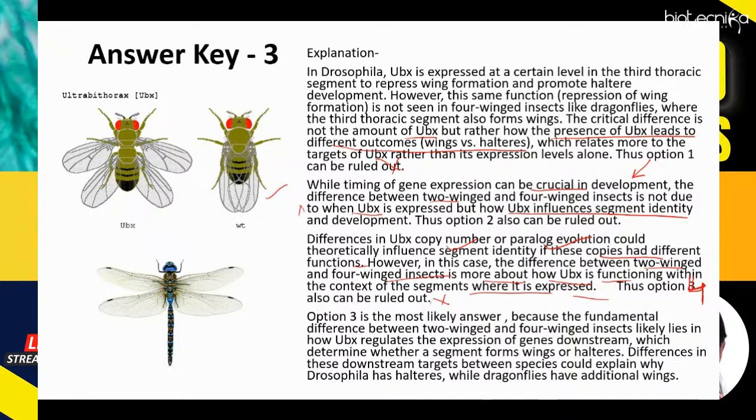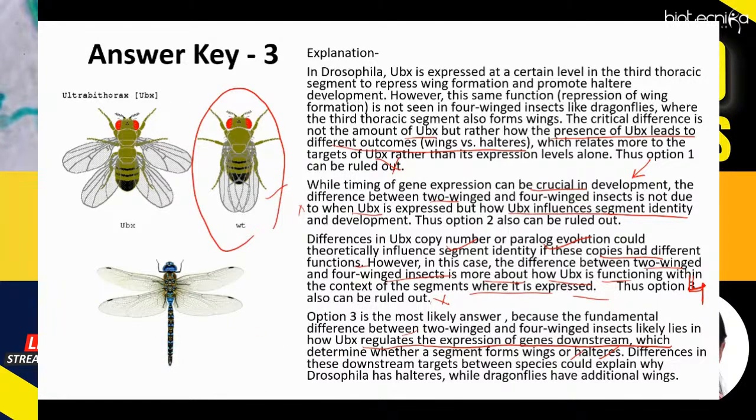Option 2 is the most likely answer because the fundamental difference between them lies in how UBX controls the expression of genes downstream of it. What genes will be controlled further determines whether a segment forms wings or haltere. Differences in these downstream targets between species could explain why Drosophila has haltere, and why dragonflies have additional wings. You can see here the wild type Drosophila has only one pair of wings. But if it is mutated for Ultrabithorax, it has four wings, similar to what dragonflies also have.